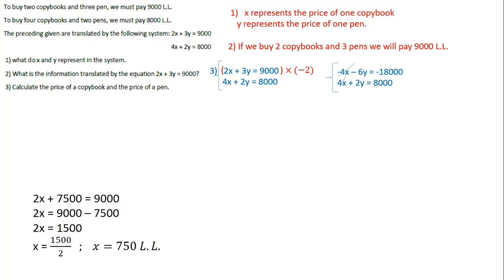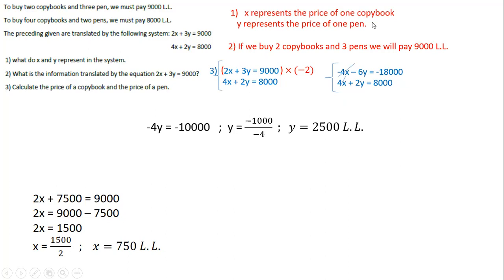If we add equation 1 and equation 2, minus 6y plus 2y, we get, yes, ya Mariam, minus 6y plus 2y, we get minus 4y. Equal minus 18,000 plus 8,000 is minus 10,000. So we get this equation, minus 4y equal minus 10,000. It's of course a simple equation. So y equal minus 10,000 over minus 4.